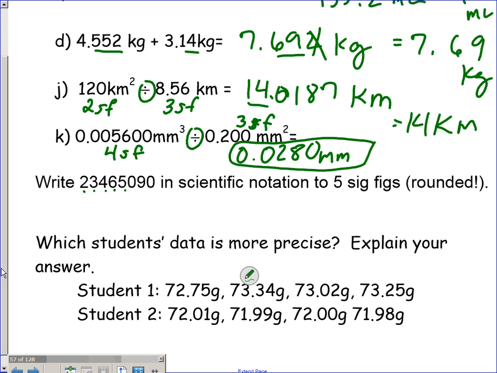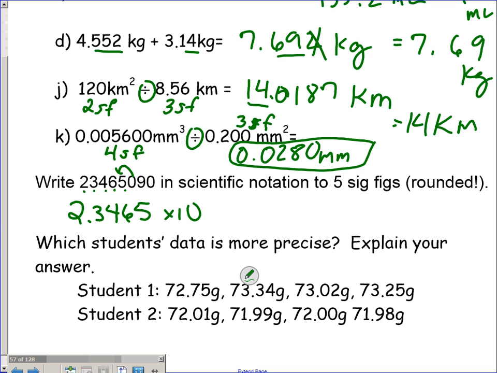So how would you write that? 2.3, 4, 6, 5. Now, is this 5 correct? Do we need to round it? No, that 0, which is next, does not influence the 5, so we're good. So then times what?